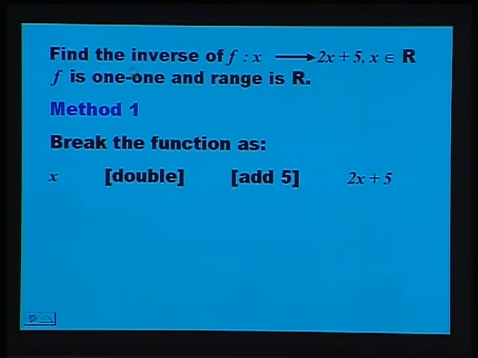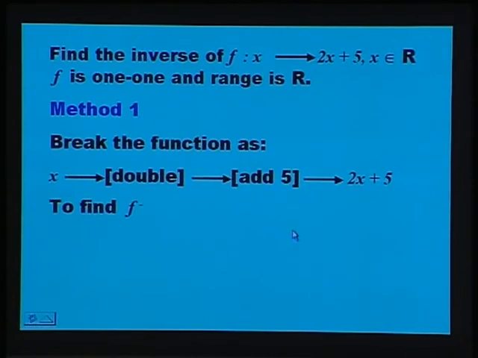Consider the function f(x), where f(x) is equal to 2x plus 5. That is, f maps x onto 2x plus 5. f being linear, f will be one-to-one, and the range is R. Therefore, the inverse of f would exist. The first method to find f inverse will break the function as follows. When x is used as an input to function f, f doubles it to obtain 2x and then adds 5 to it to obtain 2x plus 5.